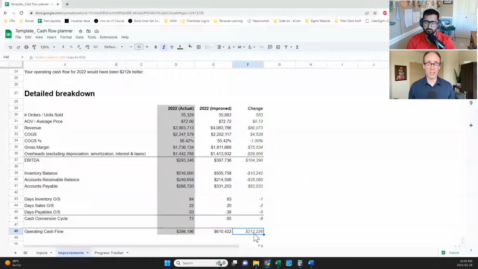Yeah, I can imagine. I don't know if I'm looking at that right. It looks like operating cash flow in 2022, actual is going to be just under 400,000. Now we're talking about 610,000. Yes. Another 50% improvement, right?